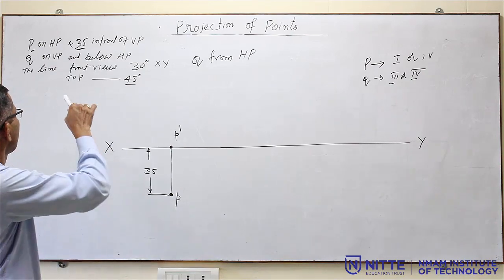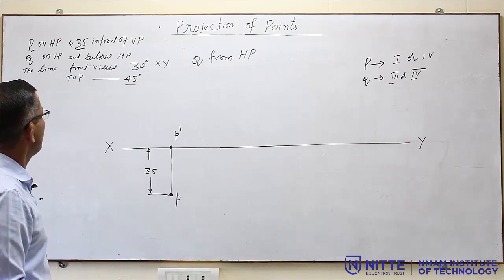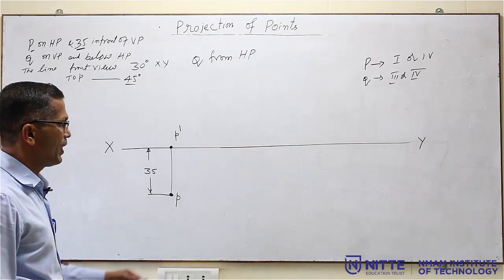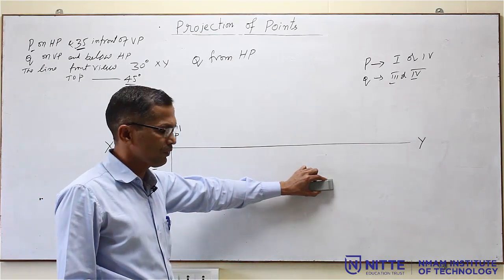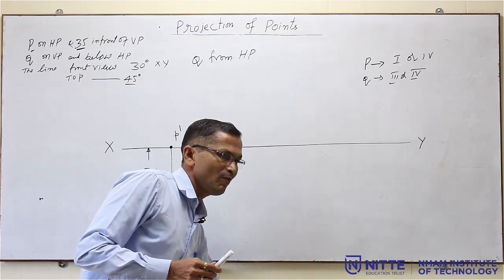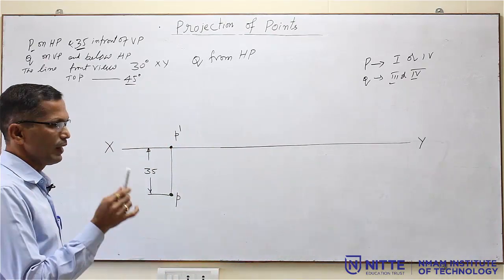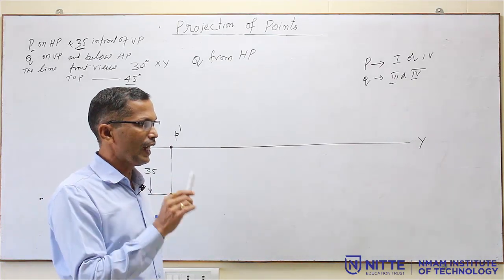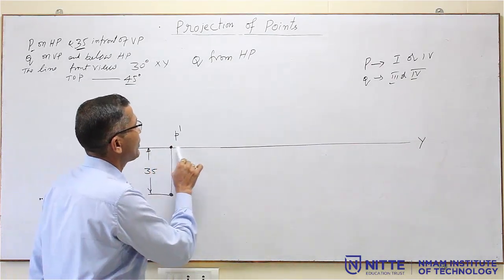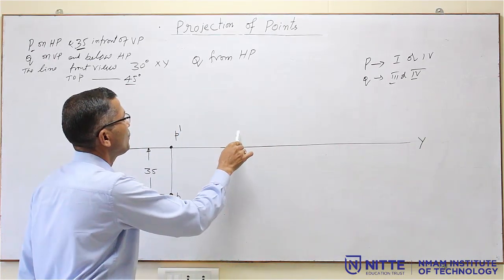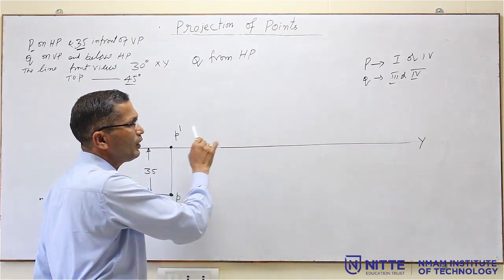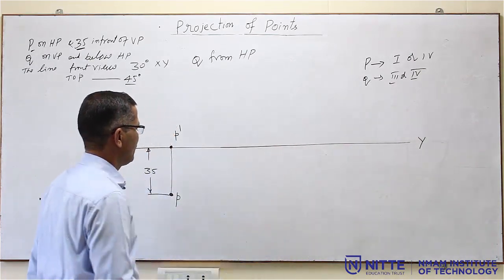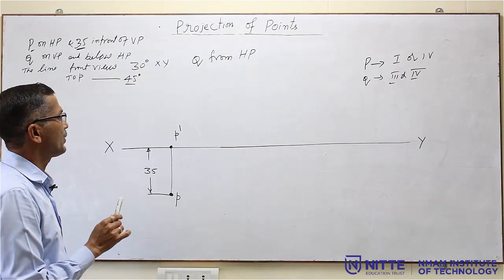Now, the second point, Q is on Vp and below Hp. Whenever a point is on Vp, its top view will be on xy line. That means, on this xy line, point Q should be there, not Q dash. Q should be on xy line. Somewhere here, I don't know where exactly. Then how to locate that point Q?